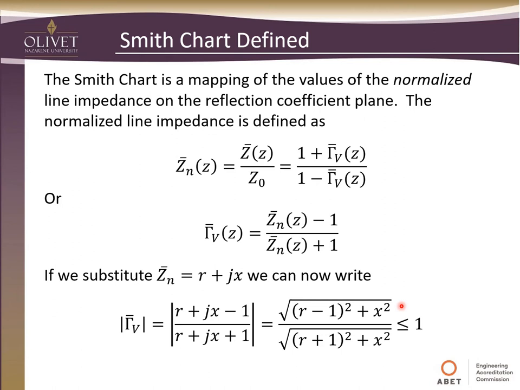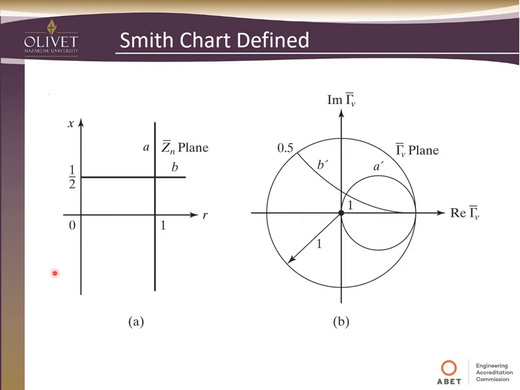So the next thing we want to do is look at mapping these values, or graphing them. We're going to graph two different things: the normalized Z plane and the reflection coefficient plane. Let's look at what that looks like. On the left, you can see we're doing the normalized Z plane. So this line going up and down, since the x-axis is our resistive part, is a constant resistance of 1, right? And if we have a constant reactance of plus 1, that would be this line here, the B line. So the A line is resistive, the B line is reactive.